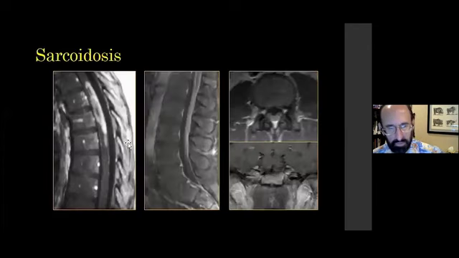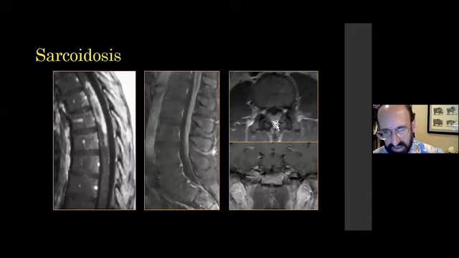It may also be intramedullary. So this is an example of sarcoidosis in the spinal cord, not intradural extramedullary like the case I just presented, but intradural intramedullary with solid enhancement. It may grow in from the periphery on the surface of the spinal cord and then involve the cord.